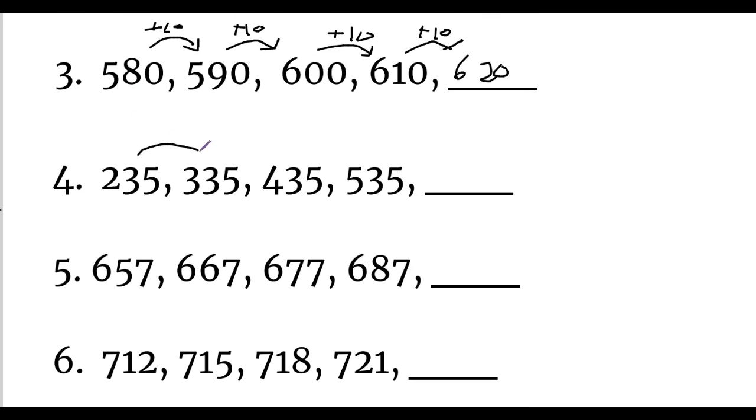So for this one, 235 to 335 is 100. You add 100 again for 335 to 435. And then you add 100 again. And following this pattern, you know you add 100. So 535 plus 100 is equal to 635.